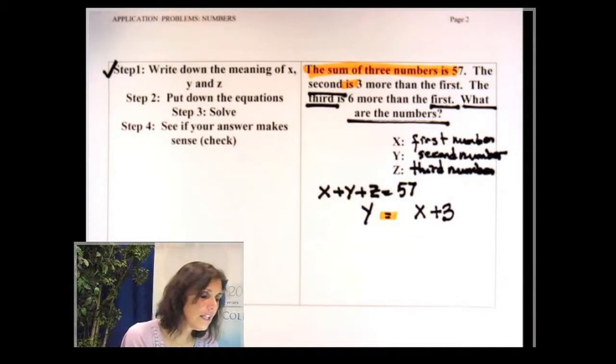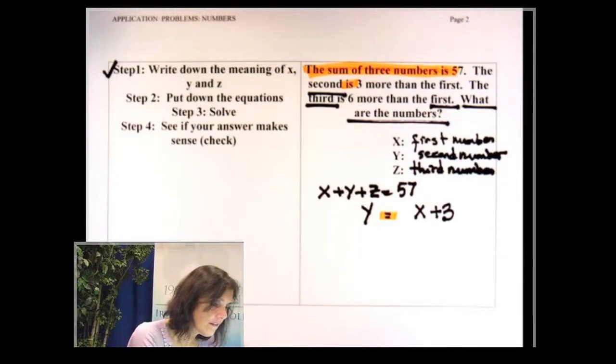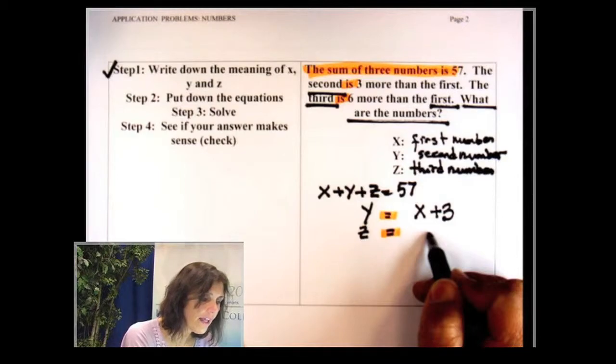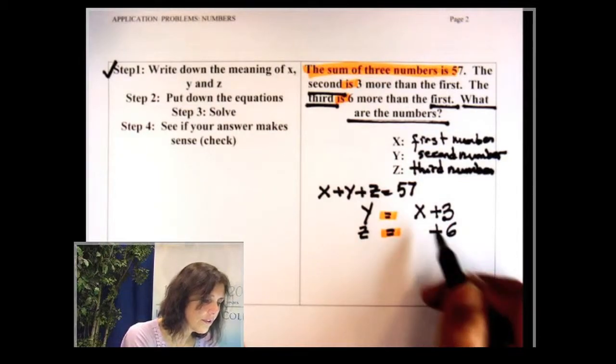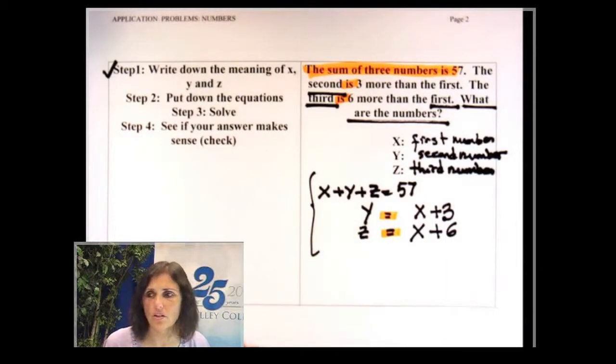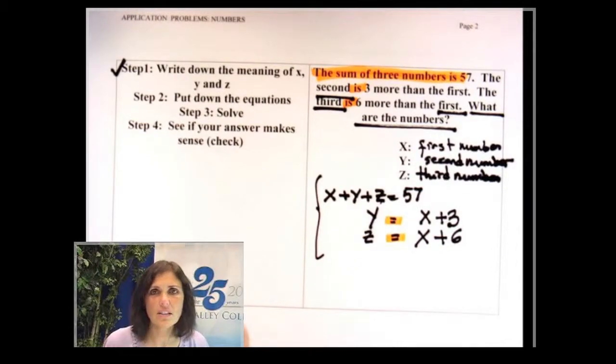Okay, let's do the next one. Third, which one was that? 6 more than the first. Three equations, 1, 2, 3, they're all different. And 3 letters, X, Y, Z, and that's it.